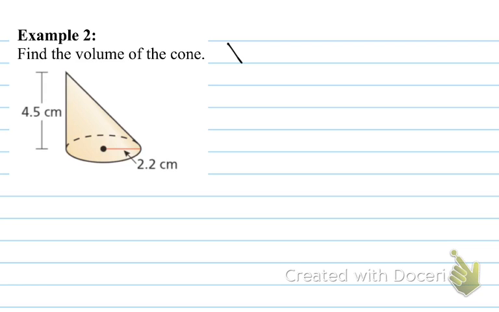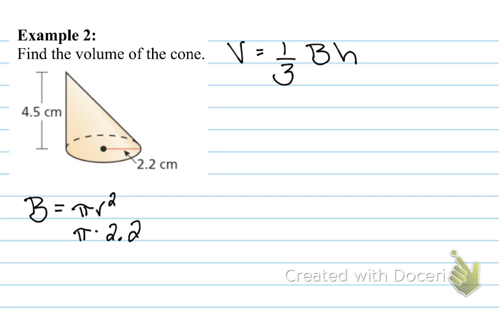So my volume would be 1/3 big B H. So over here, I'm going to find my big B. That's the area of my base. In this case, it's a circle, so it'd be pi r squared. So my radius is 2.2, so it'd be pi times 2.2 squared, because that's my radius right there. So I'm going to take 2.2 and square it. I get 4.84, that's not rounding, so 4.84 pi. So that's the area of my base, my big B.